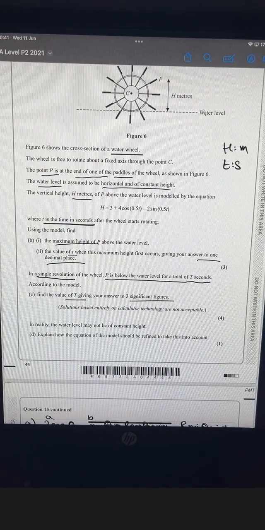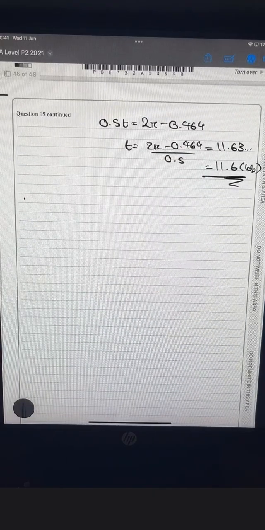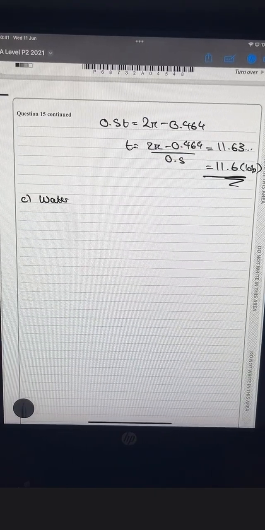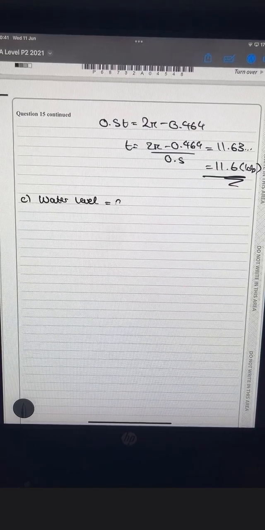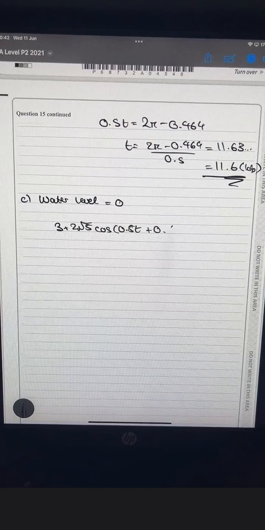So part C, the water level is equal to 0. So what is my equation of the wheel? The equation is 3 plus 2 root 5 cos of 0.5t plus 0.464, and that's equal to 0. I want to find where that is equal to 0, right?